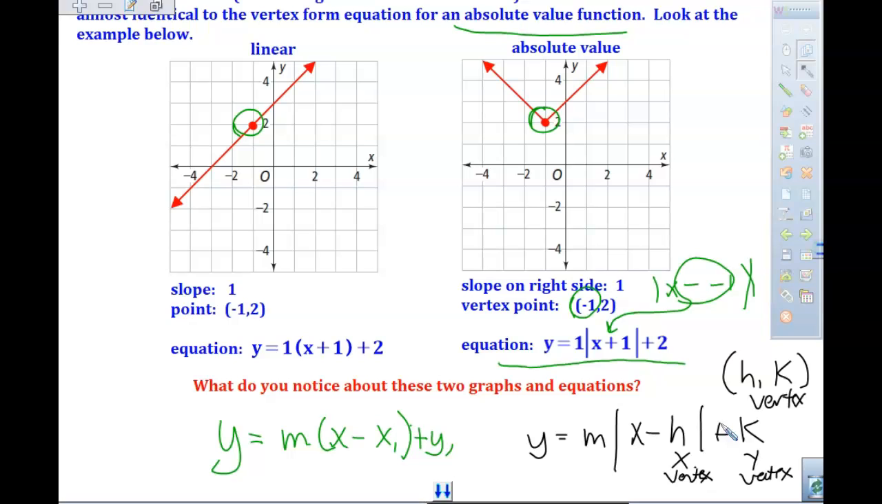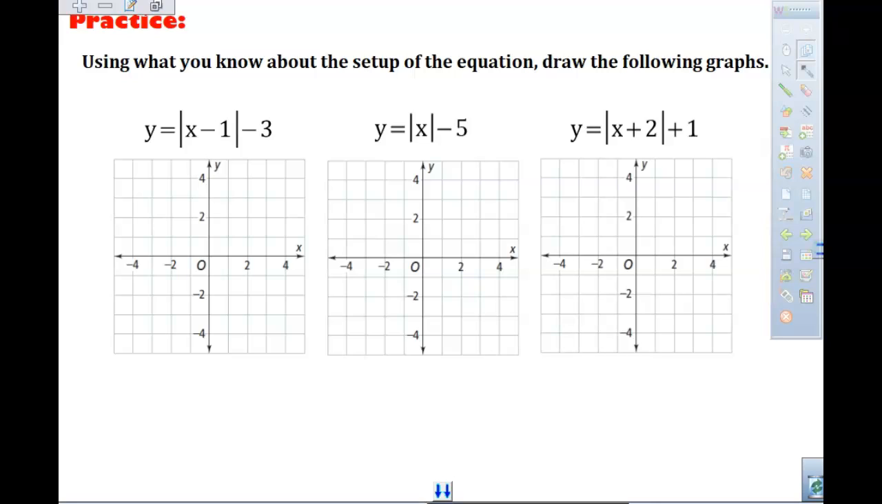So I always know I can start here at a slope of up 1 and over 1 for my slope. And this also tells me the slope on this side is going to be negative 1. So one side has a slope of positive 1. This side has a slope of negative 1. They're always going to be just the opposites when we look at those slopes. Okay? So you're asked to graph these.